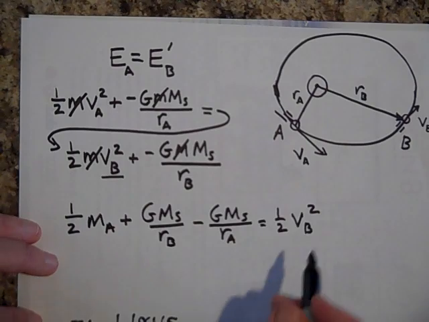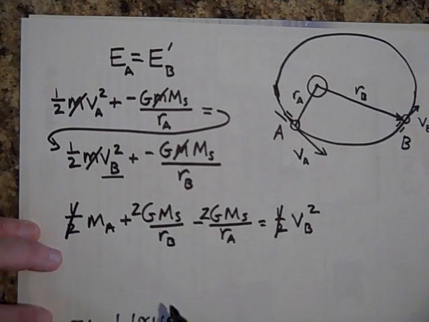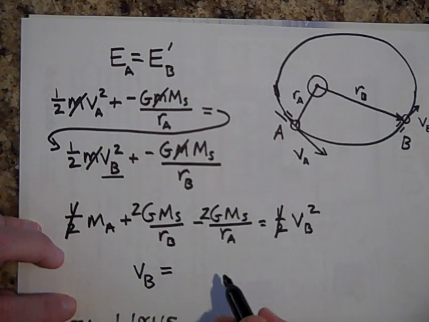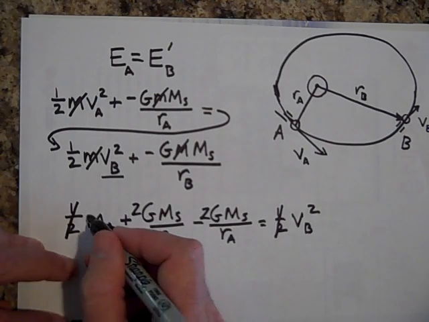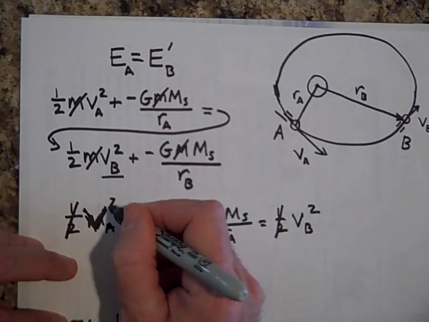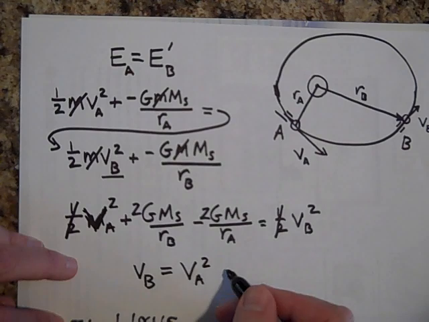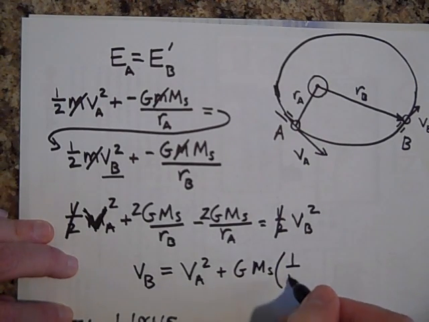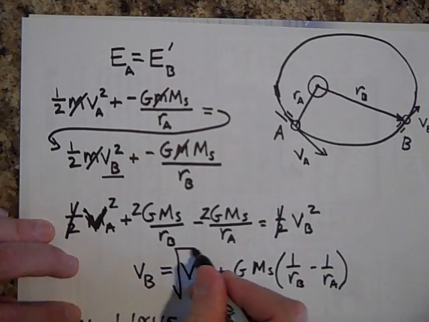Let's multiply every term by 2, and then we can combine terms. So V_B is going to equal, and I'm going to take the square root when I get done, V_A squared plus, maybe I'll pull this G M_s out and just do 1 over r_B minus 1 over r_A. And then I'll take the square root.